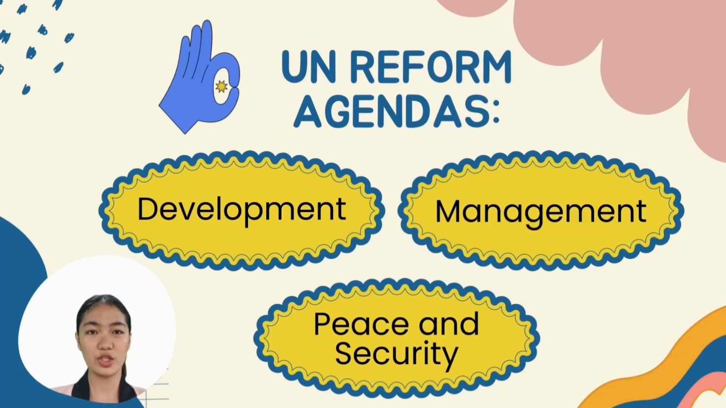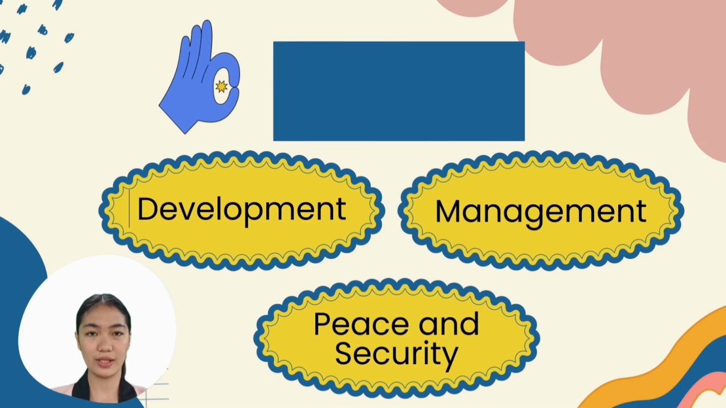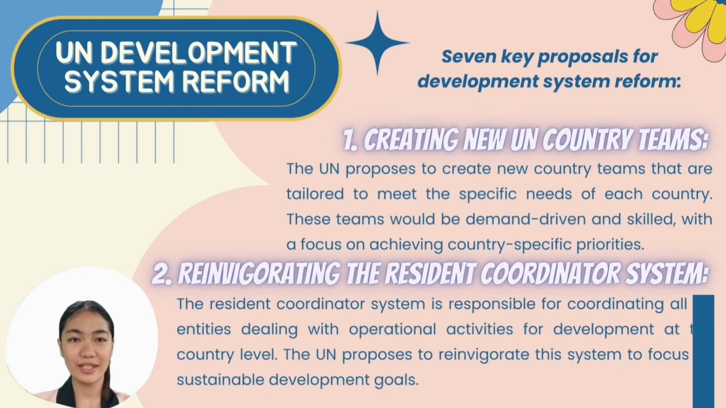The Secretary General expressed a moral obligation to do as much as possible as best as possible. The UN Reform Agenda is composed of development, management, and peace and security. There are 7 key proposals for development system reform. First is creating new UN country teams. The UN proposes to create new country teams that are tailored to meet the specific needs of each country. These teams would be demand-driven and skilled, with a focus on achieving country-specific priorities.